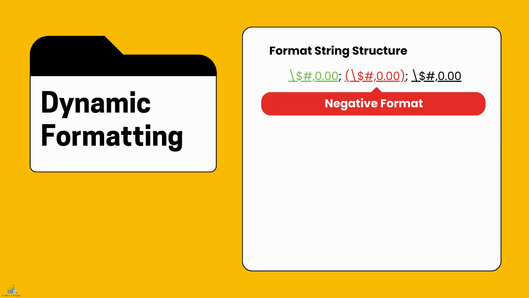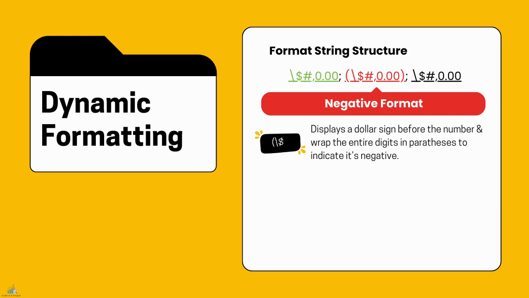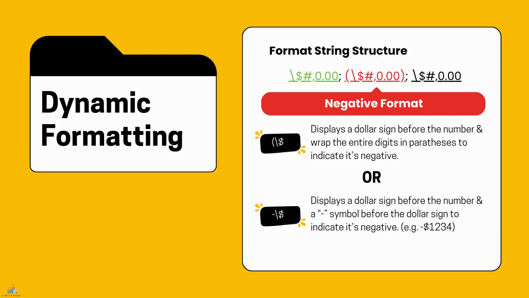Let's move on to the negative format. For the negative format, I will be explaining the first part of the format structure, which is the dollar sign with bracket. For the rest of the structure, they are similar to the positive format that we learned just now. Hence, I will not go into details on them. Now, the dollar sign part is the same as we understood from the positive format. The dollar sign here means that there will be a dollar sign displayed in front of the digits. The bracket shows that the entire digit will be wrapped in parentheses to indicate that it is a negative value. There is another way that you can show a negative value. You can remove the bracket and replace it with a negative sign.